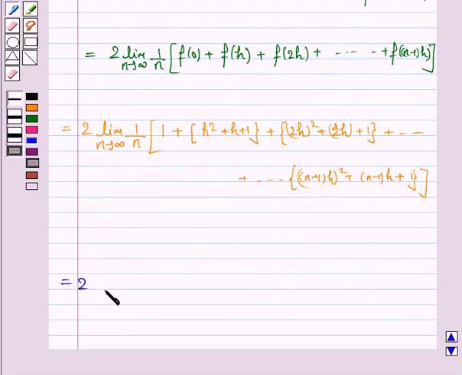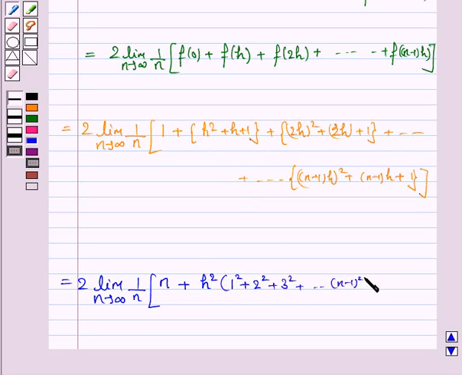Now again, this is equal to 2 into limit n approaching infinity of 1 upon n into, now we have 1 plus 1 plus 1, n times, so this becomes n plus. Now we collect the terms of h square, so we have h square into 1 square plus 2 square, similarly 3 square and so on up to (n minus 1) square. Now we'll collect the terms having h. We'll have h into 1 plus 2 plus and so on up till n minus 1.